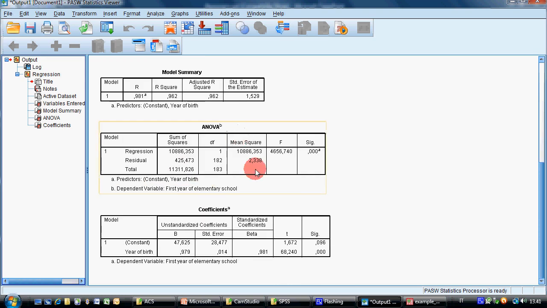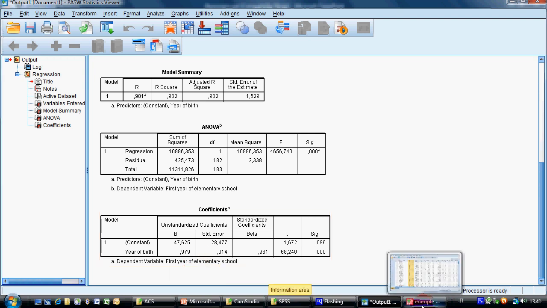Okay. The other meaningful things are here, for those of you who know statistics: t, F statistics and significance. Okay. And the coefficients: 47 for the constant and 0.97 for year of birth. Which means that there is an almost perfect correspondence between year of birth and the first year of elementary school.